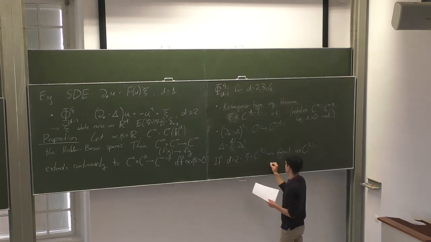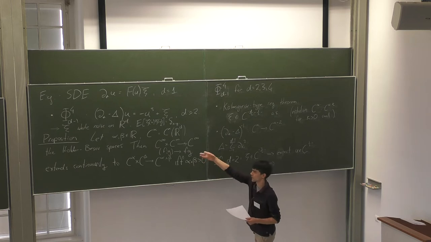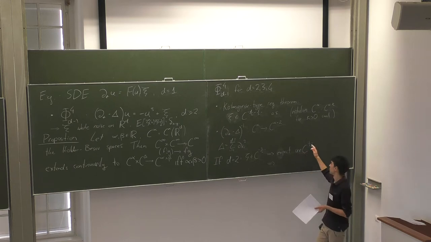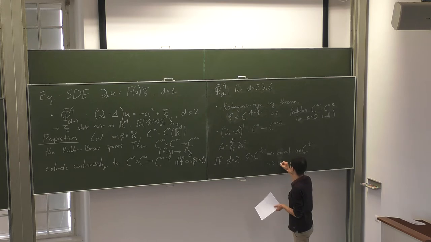And so what this means is that I didn't even need this proposition here with Young products. If I have a 1/2 Holder function, I can obviously take its cube. U cubed is well defined.